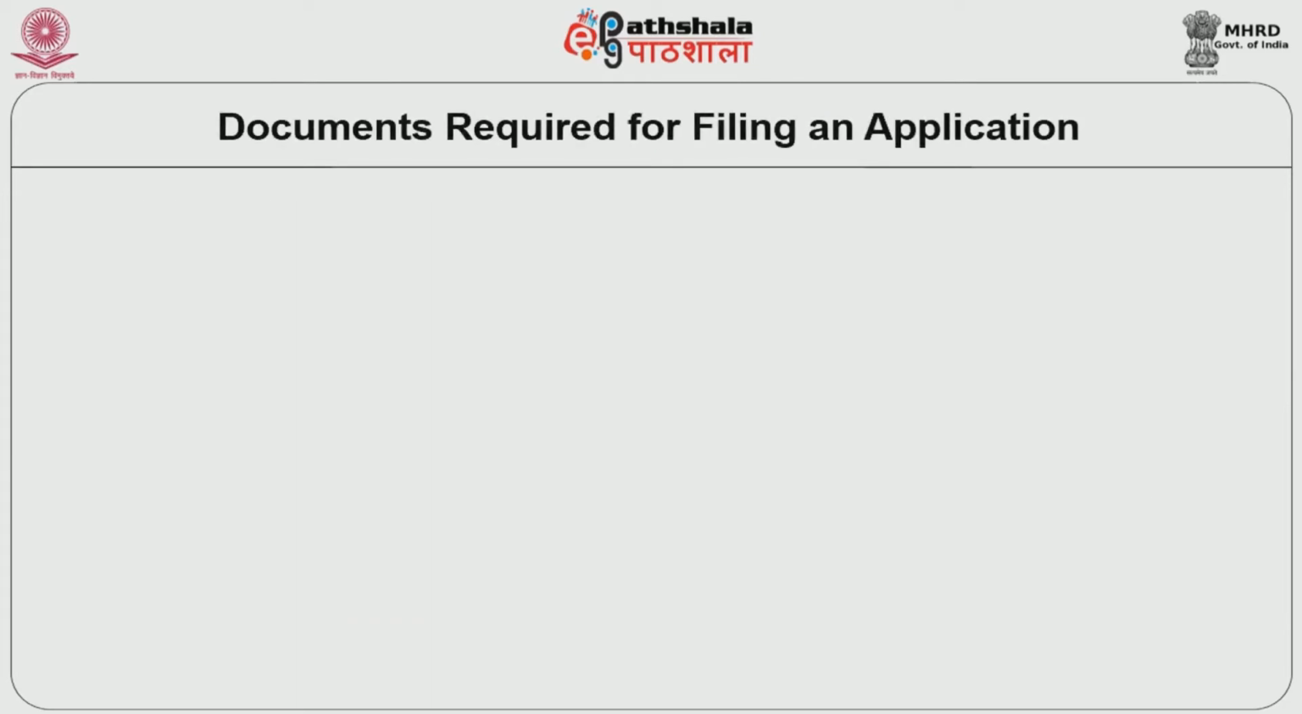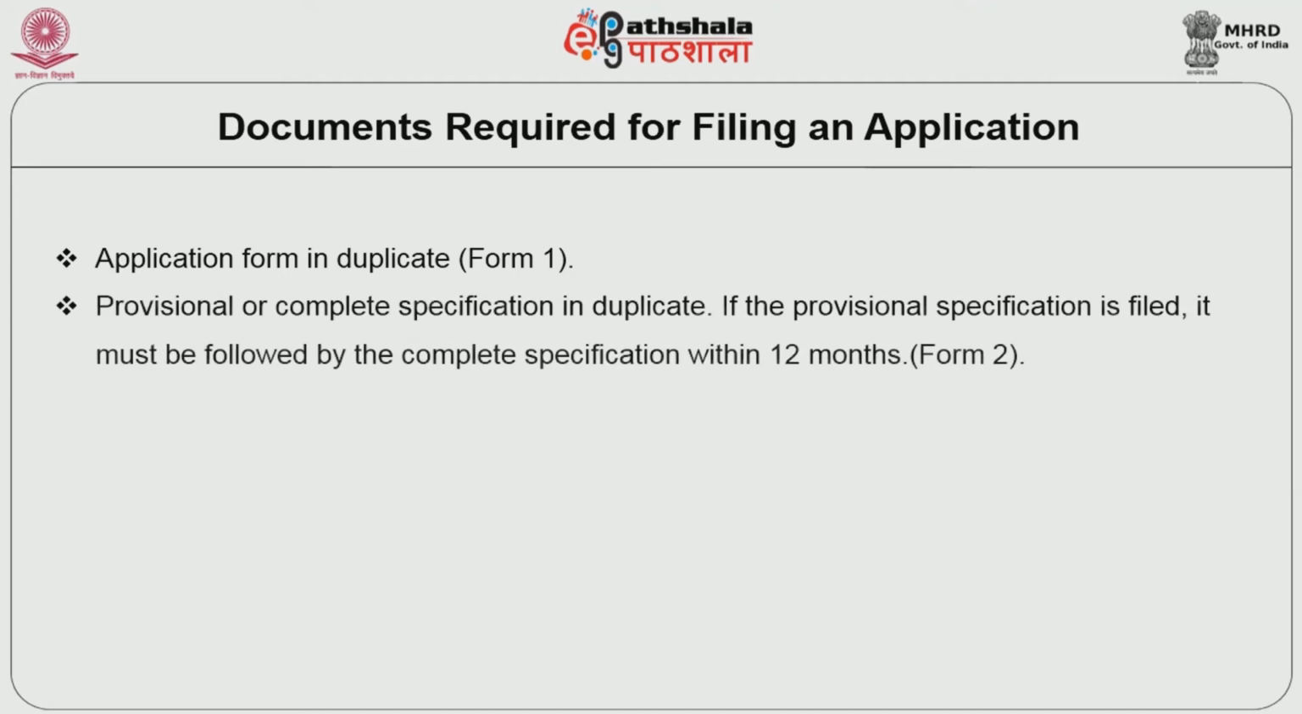Then, what are the documents to accompany a patent application form? The application form is Form number 1. It should be submitted in duplicate. Then the specification should be given in Form number 2. It may be a provisional or complete specification. If the provisional specification is filed, as I already said, the complete specification has to be filed within 12 months from the date of filing of the patent application.